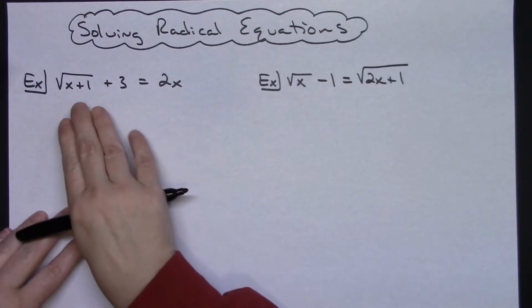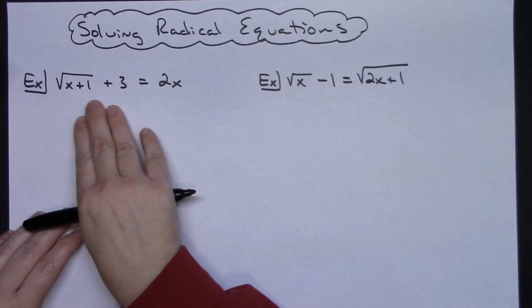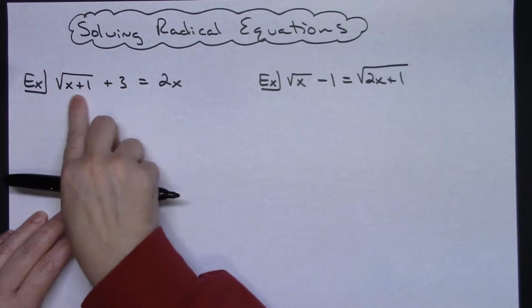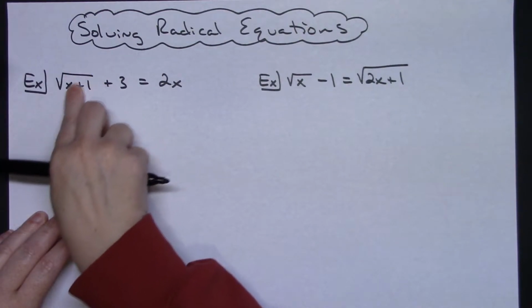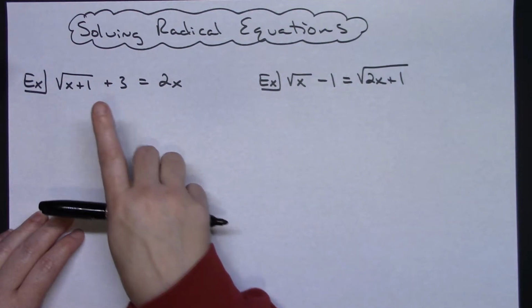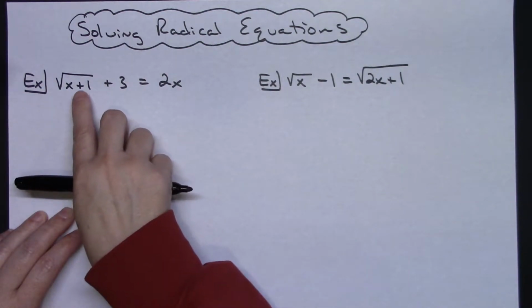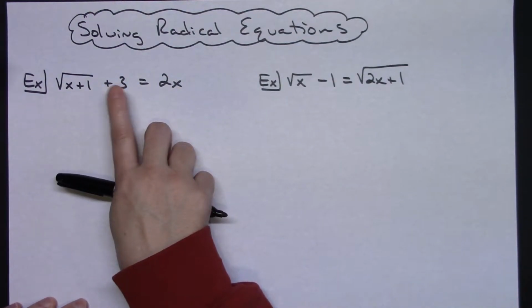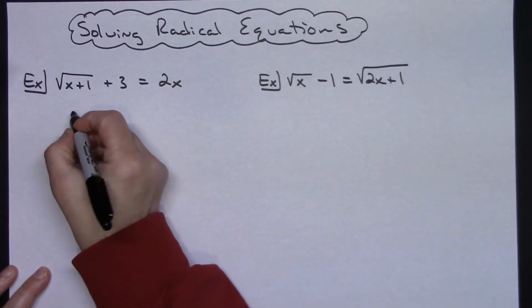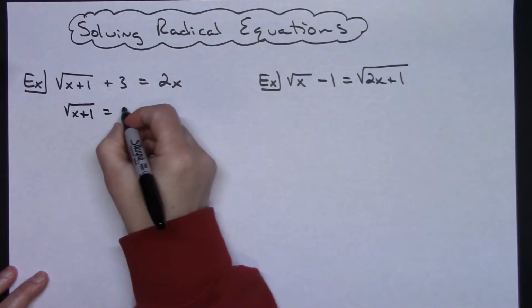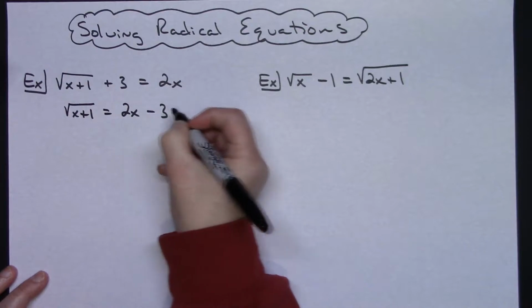So in this first example, I've got the square root of x plus 1 plus 3 equals 2x. The first thing I need to do on this left-hand side is that I've got a radical, and then an extra number that's being added. If I want to be able to square both sides of the equation, I need to make sure that this radical is isolated. So the first thing I'm going to do is subtract 3 from both sides of the equation. Then I would have the square root of x plus 1 is equal to 2x minus 3.